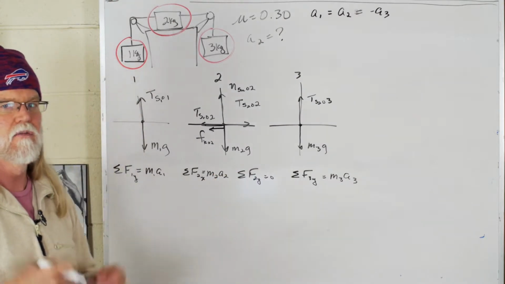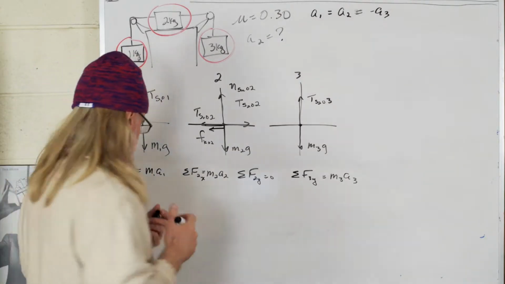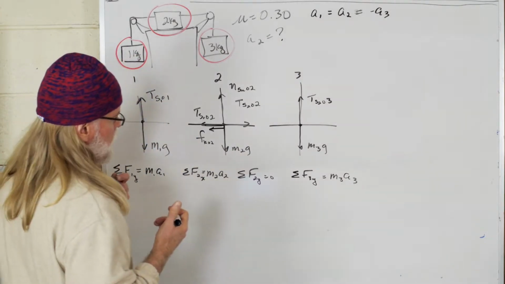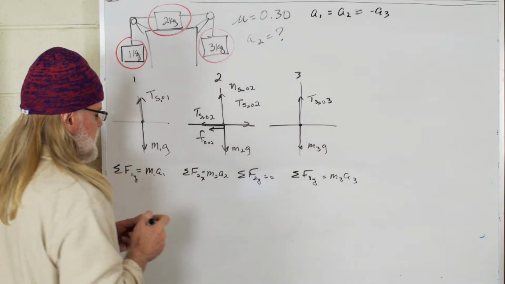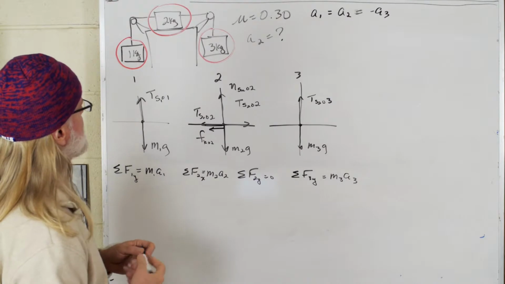All right, make sure everything's labeled. That's the key. We have a whole bunch of moving parts. We don't want to mistakenly put something in the wrong spot or assume two accelerations are the same or something like that. We always need to keep track of all these different moving parts.